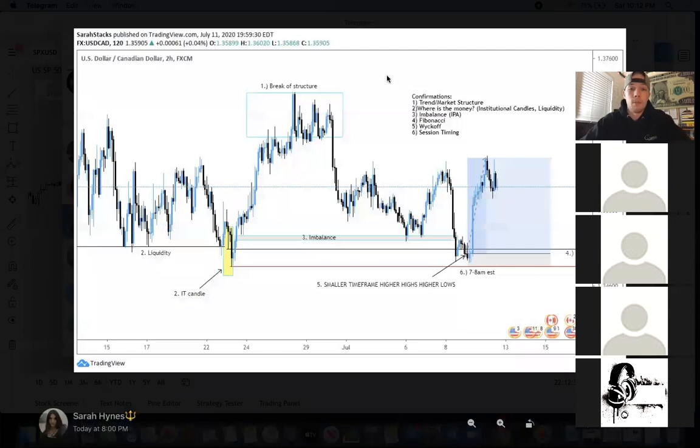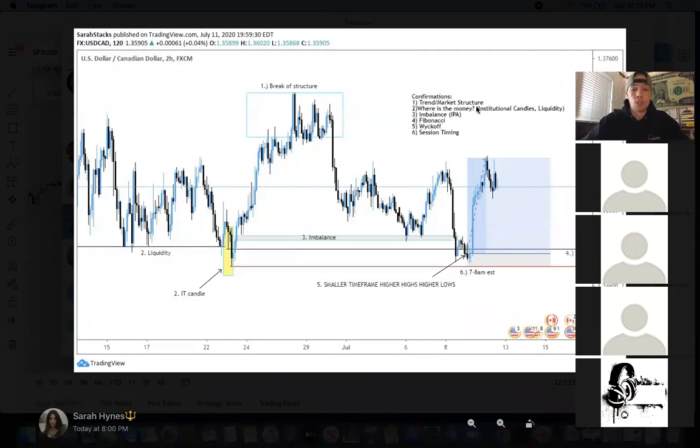Look up here at the confirmation checklist quickly. Number one, trend in market structure. That's why I just spent the first couple minutes going over trends and market structure, because this is literally the first thing we need on a bigger time frame, whether it's a weekly, a daily, a 4-hour, even a 2-hour or a 1-hour.